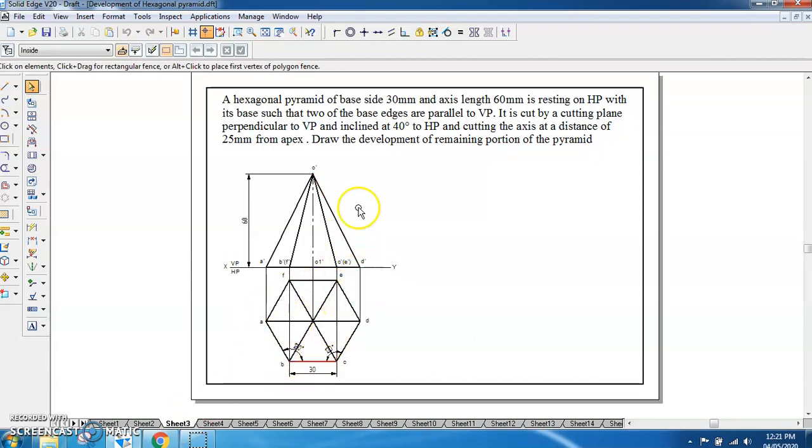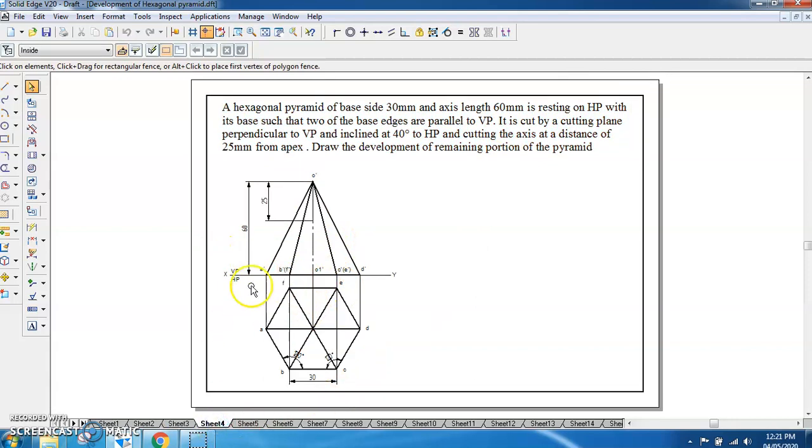So now this is the top view and the front view of hexagonal pyramid of base side 30 mm and axis length 60 mm, which is resting on HP with its base such that two base edges are parallel to VP. So FE and EC are the two base edges of the pyramid which are parallel to VP. Further it is cut by a cutting plane perpendicular to VP and inclined at 40 degrees to HP and cutting the axis at a distance of 25 mm from apex. So I am taking the distance of 25 mm from apex.